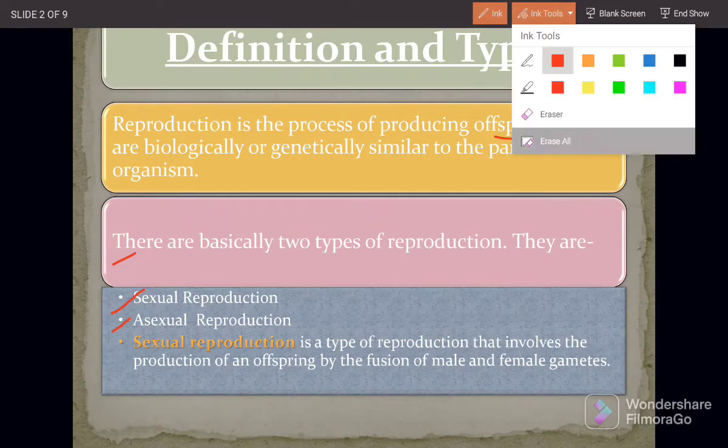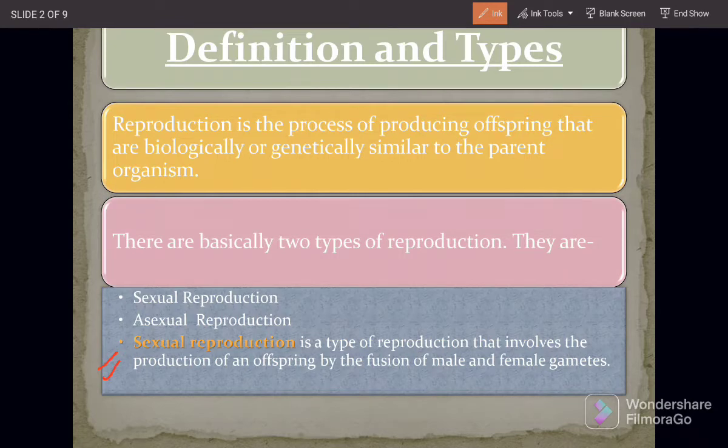First of all, we should know about sexual reproduction. Sexual reproduction is a type of reproduction that involves the production of offspring by the fusion of male and female gametes. The male gamete is the sperm, and the female gamete is the ovum, or egg. The fusion between these two produces the offspring. In sexual reproduction, two organisms are involved, male and female. This is known as sexual reproduction.